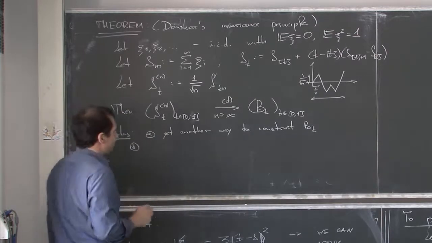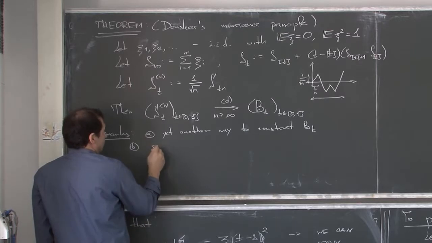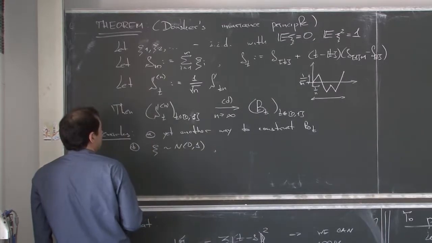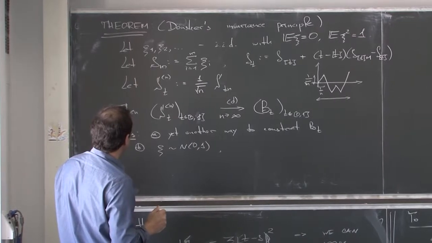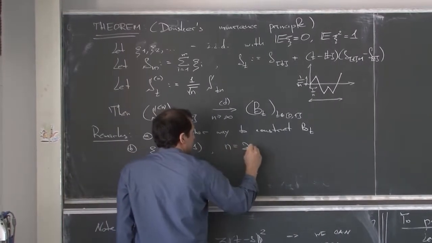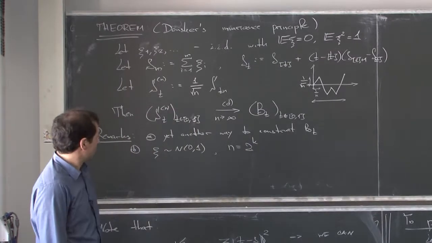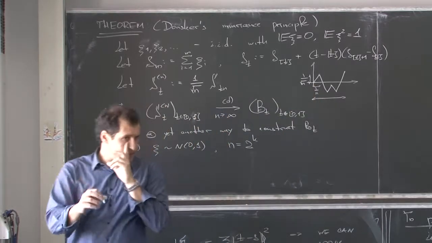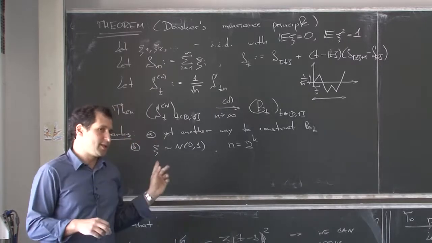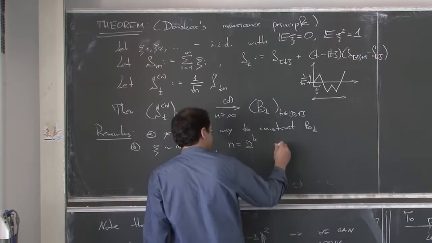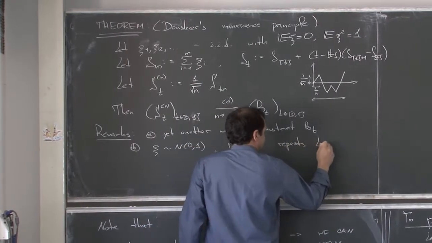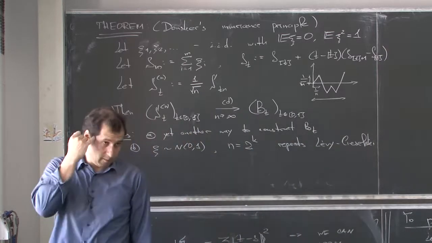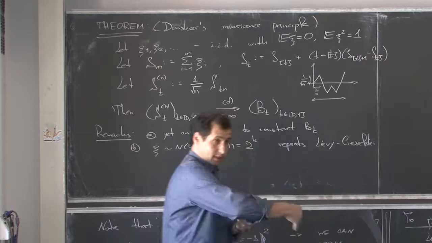The second remark is that if you think about ξ being standard Gaussian, and n being powers of 2, then basically you have just dyadic rationals and Gaussian distributions there. Actually, this is the same as the Lévy-Ciesielski construction. So now what you have here is exactly Gaussian variables.